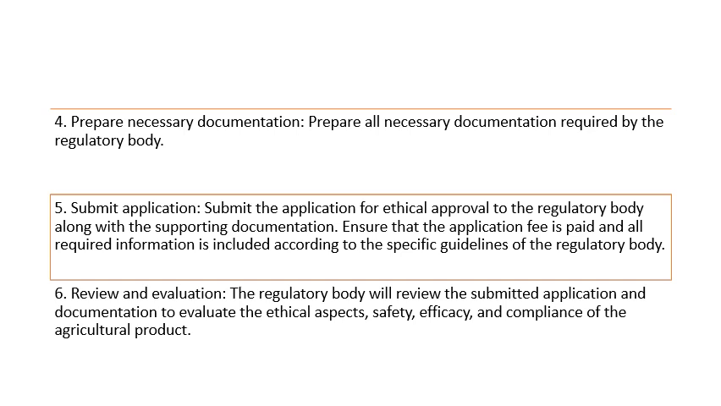Number 6 step is to review and evaluate. The regulatory body will review the submitted application and documentation to evaluate the ethical aspects, safety, efficacy, and compliance of the agricultural product. And it may involve inspections, audits, and they may even request additional information if it is not included in the documents you have presented earlier.